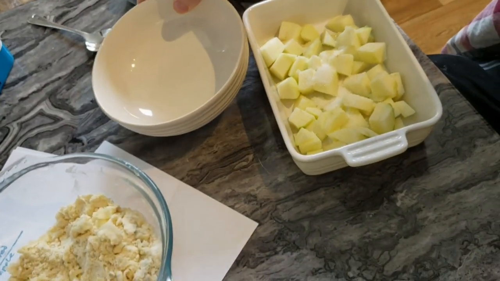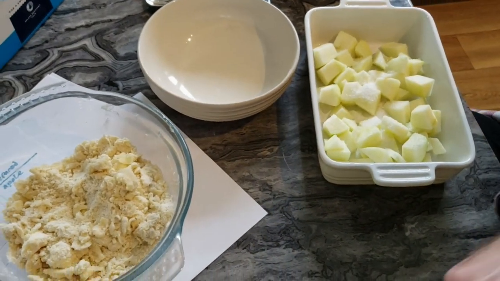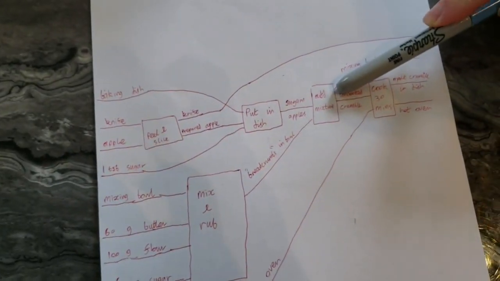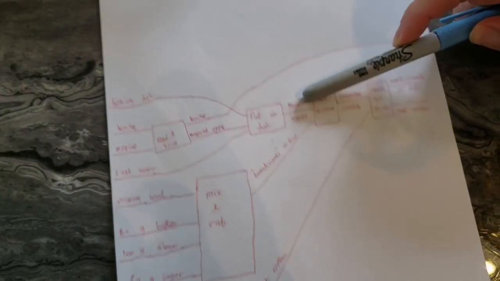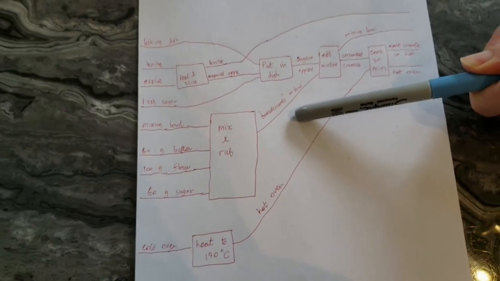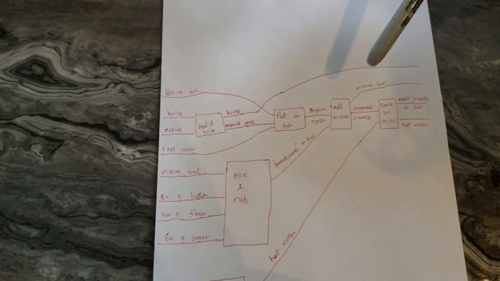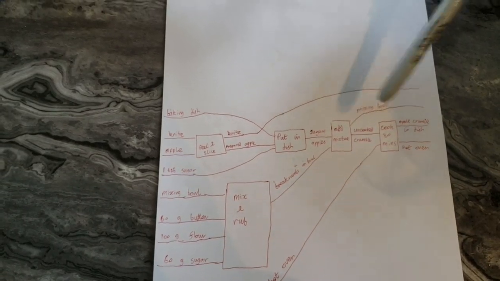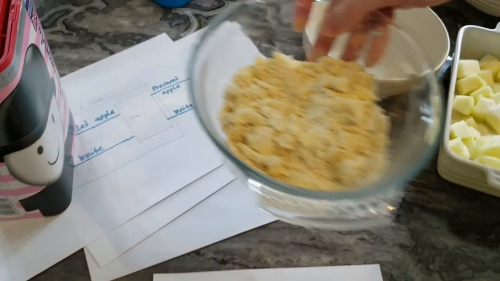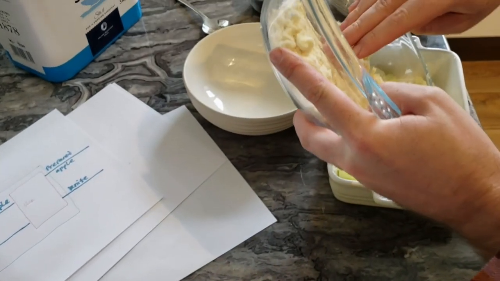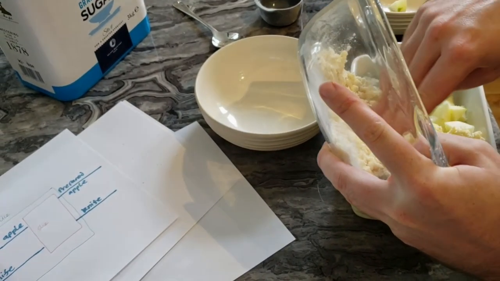And so there we are. And now we're going to apply this box here. So we need our sugary apples in a dish and our breadcrumbs in a bowl. And then what we're going to get out is our uncooked crumble and also our mixing bowl. So here are our breadcrumbs in a dish. So we want to be emptying these out.